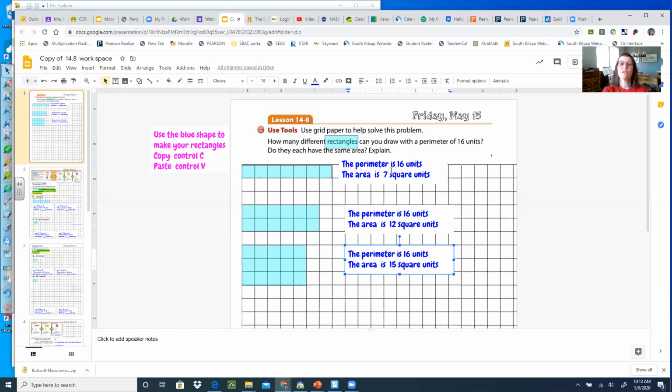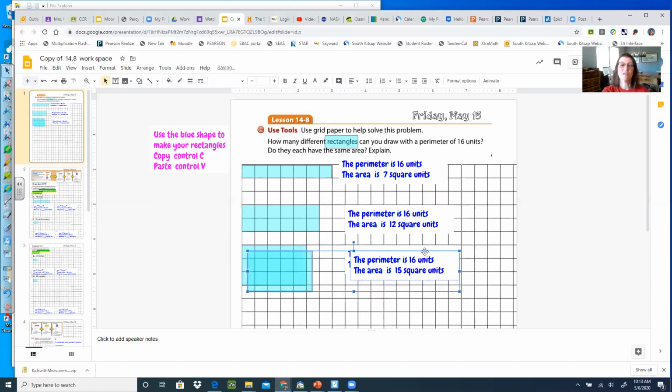So we notice our area is getting significantly larger. This one was 7. This one was 12. This one is now 15. It's more than twice as big as our first shape. We can do one more. So Control C, Control V. Now I'm going to slide it down here.